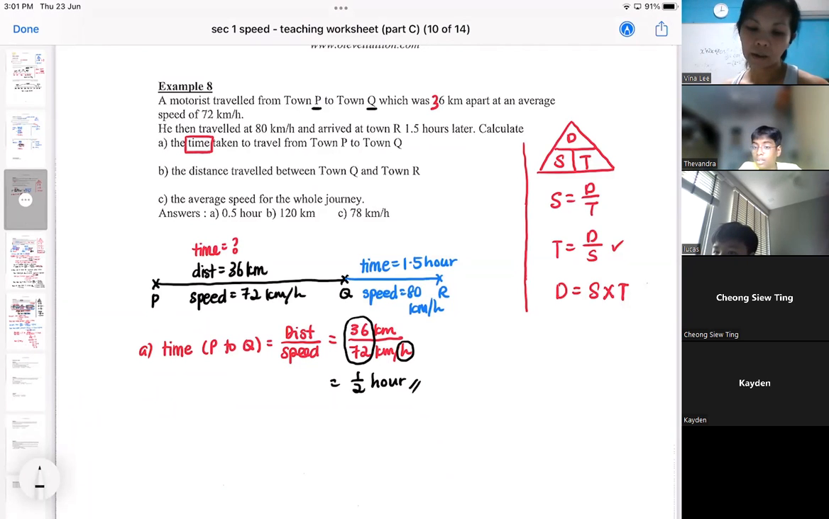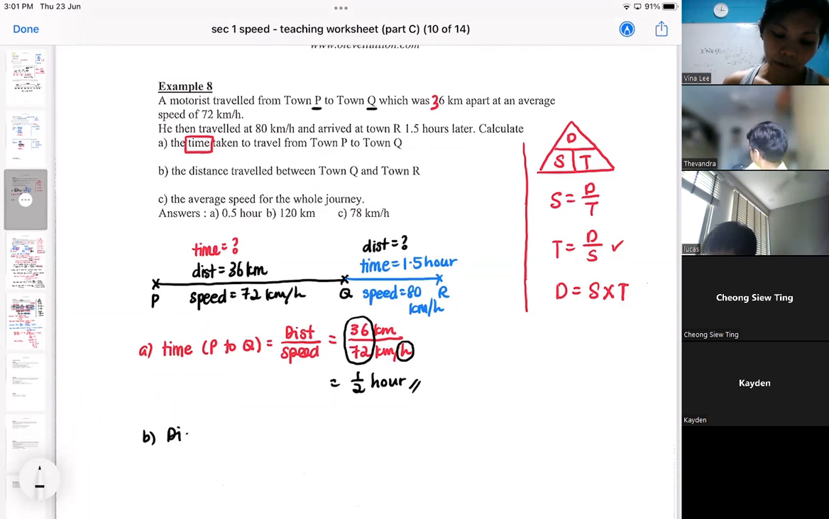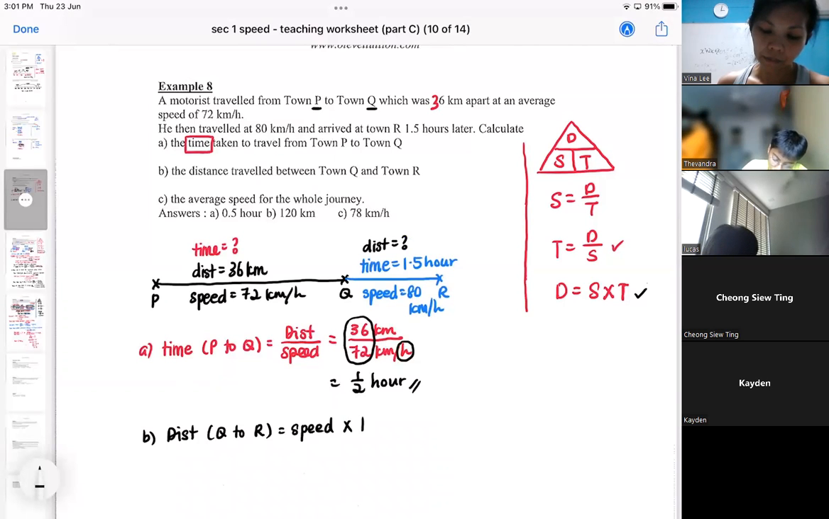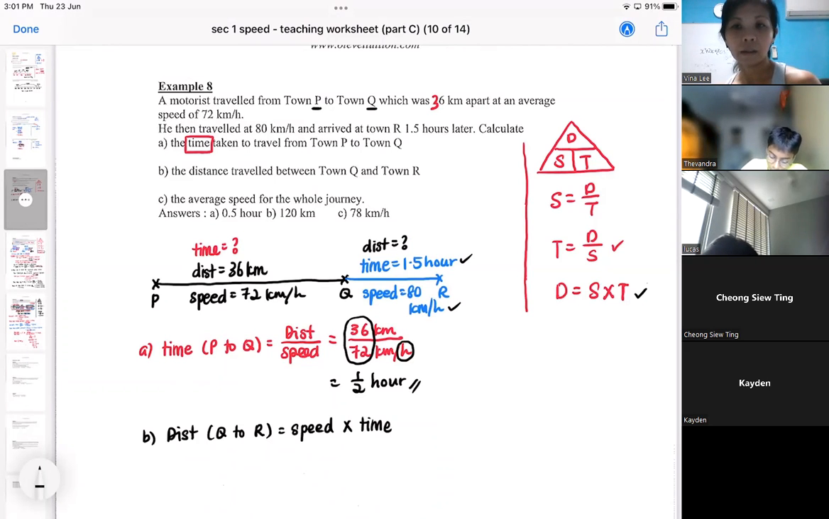Okay, then after that, I can also answer part B. What is the distance from Q to R? So if you have the information column handy, you look, distance is speed times time. And you got the time and speed. Do you realize? So that's why you need the information column.